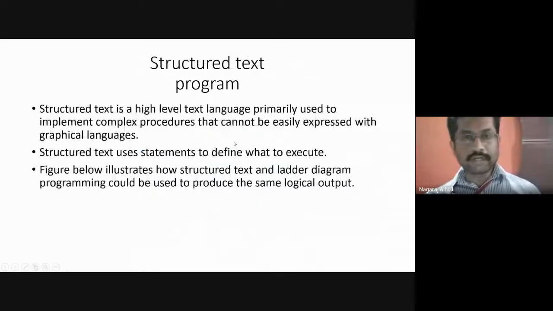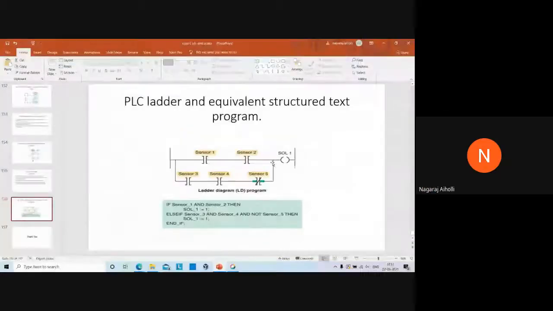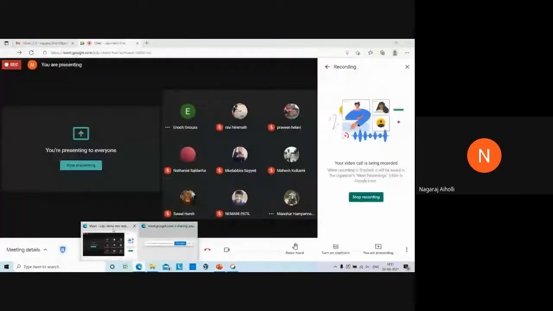Structured text program. Structured text program, it is in the form of high-level languages. We have indicated that using this statement: if sensor 1 and sensor 2 are true, then solenoid valve is turned on. Else if sensor 3 and sensor 4 and not sensor 5 are true, then the solenoid valve is also turned on. Okay, so these are the various topics that we have covered in today's class. I hope everyone has understood, right? Anything else you want to discuss here, students?